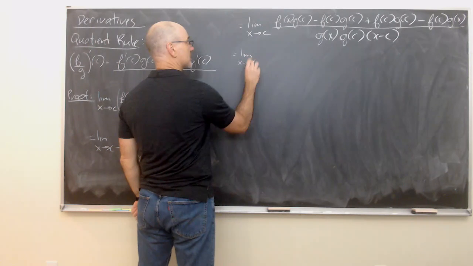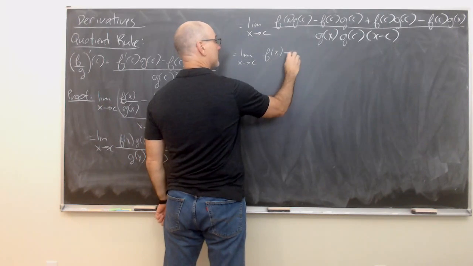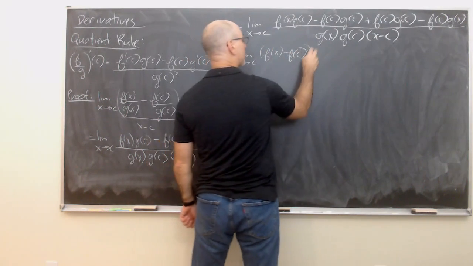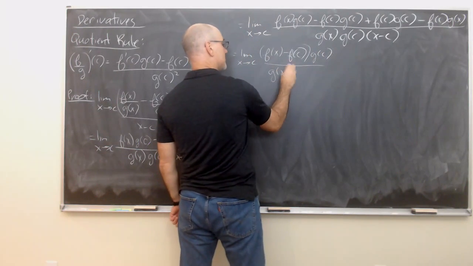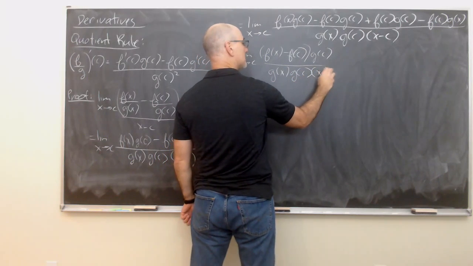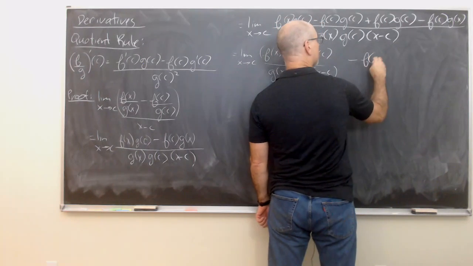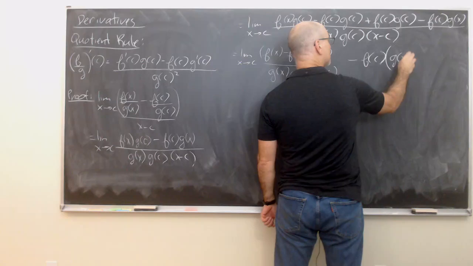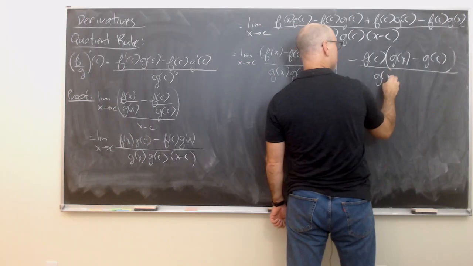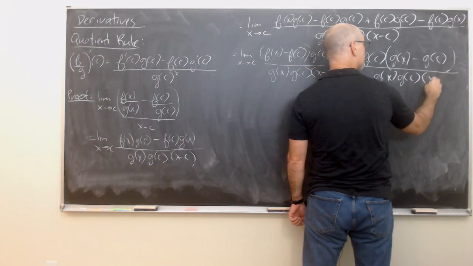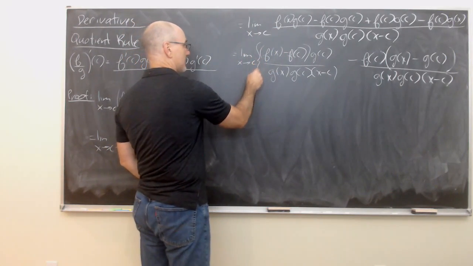We're going to have the limit as x goes to c of f of x minus f of c, times g of c, over g of x, g of c, x minus c, and then I've got minus f of c times g of x minus g of c, over g of x, g of c, x minus c. All right, so the limit goes with all of this.